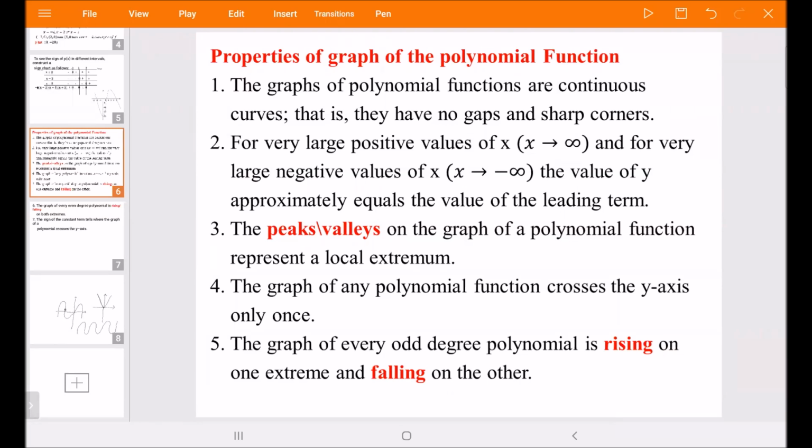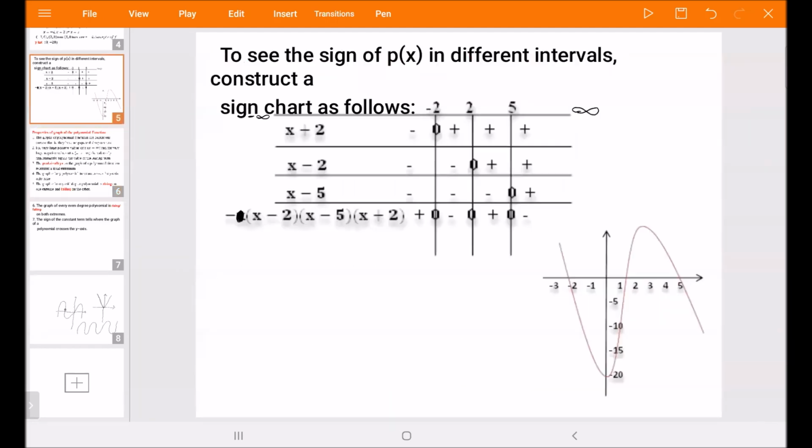The fourth one is that the graph of any polynomial function crosses the y-axis only once. There is no polynomial function whose graph crosses the y-axis more than once. So this is the fourth general property of the graph of a polynomial function. The fifth one is that the graph of every odd degree polynomial is rising on one extreme and falling on the other. The graph of every odd degree polynomial, for example, we can consider the third example.